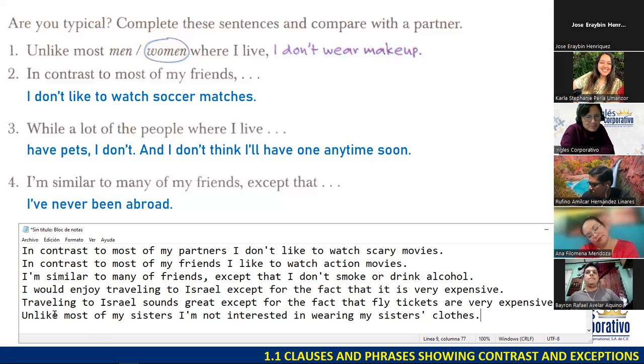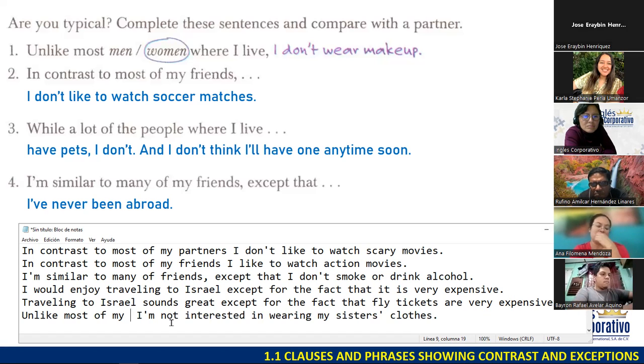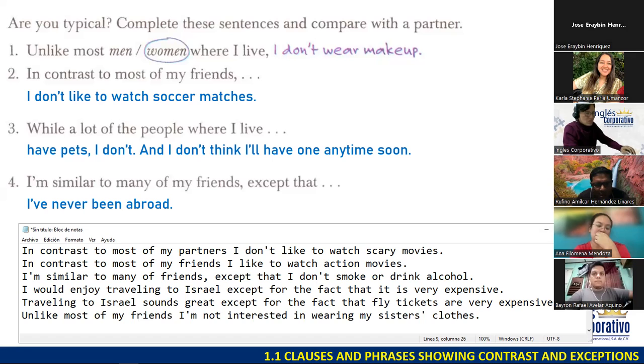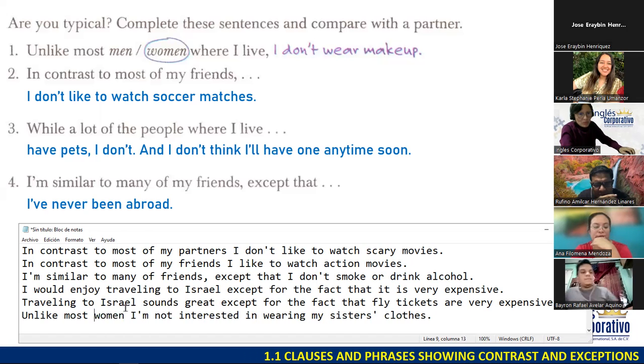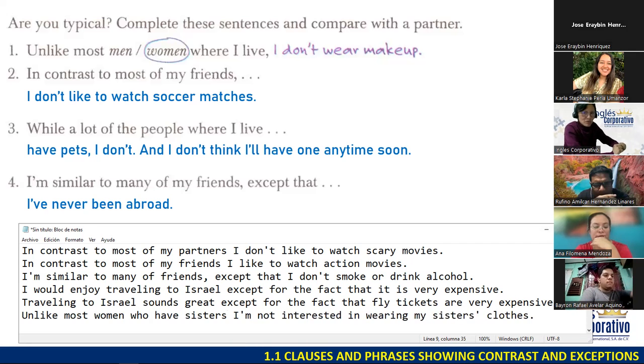Okay, vamos a ver. How can we generalize? ¿Cómo podemos generalizar esto? Unlike most of my friends. I try to say it in general and not specific in my family. So let's give it women. Yes, it can be women or every sister in other family. Okay, unlike most women who have sisters, I'm not interested in wearing my sister's clothes.